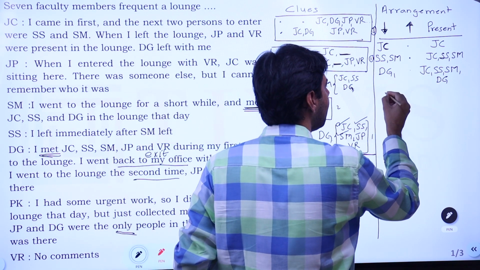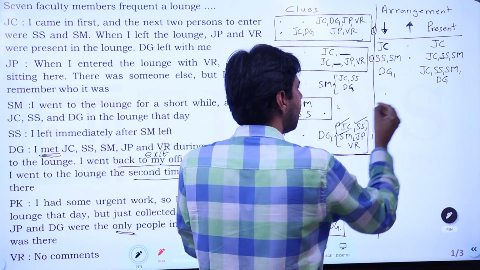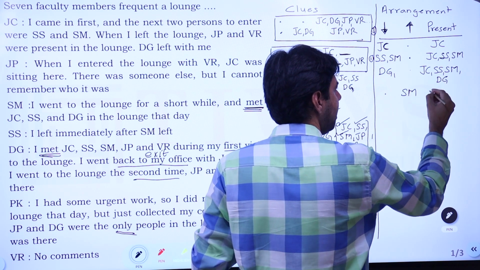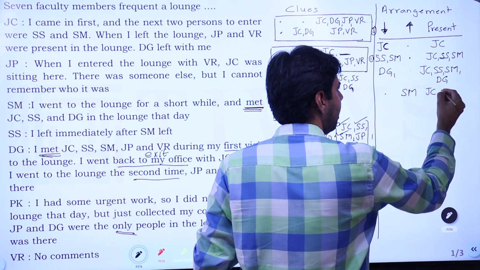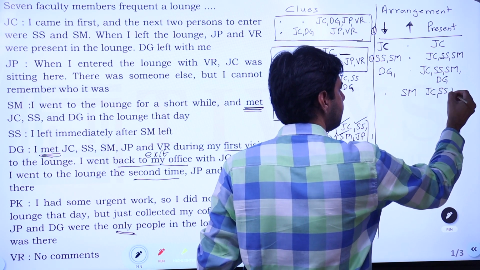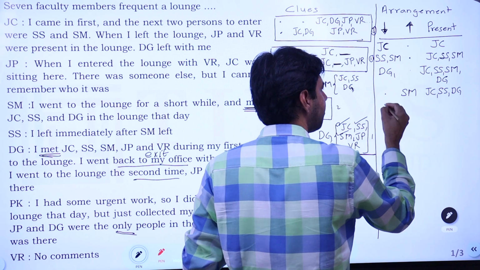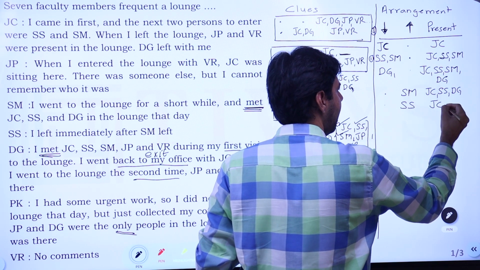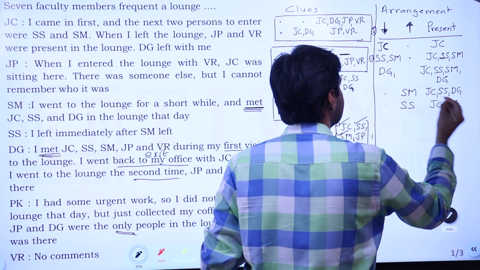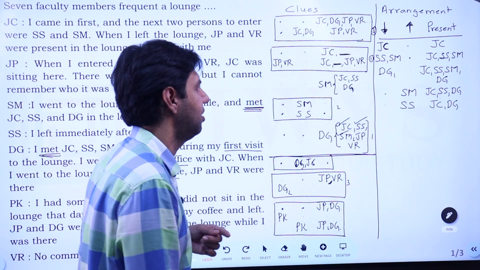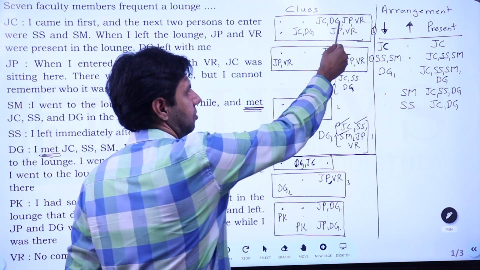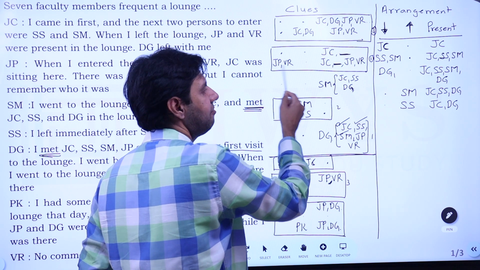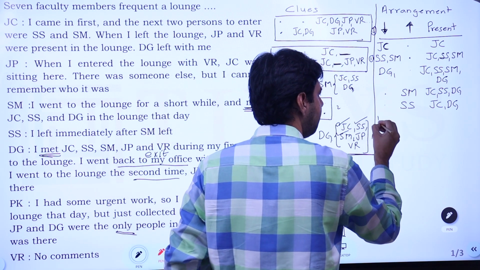So after this, what will I put in? I'll put in an event that these guys are leaving. When they're leaving, I know SM leaves first. So when SM leaves, there is going to be JC, SS and DG left. And after that, SS will also leave, and when SS leaves, there is only JC and DG. So that unknown person that we are talking about may be DG. We all had guessed that earlier also. So this is going to happen now. And now JP and VR both enter.